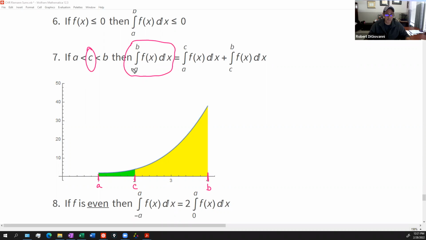And instead of going from A to B, we can go from A to C, do that area, then add to that the area from C to B. So instead of finding the area of the whole thing, we can break it up into 2 pieces and do 2 individual areas. It may seem like, well, why would you want to do that? You'll see. There's going to be a reason for that later. But does it make sense to you? Like this is that, and this is that. And so you're just adding those 2 areas together.